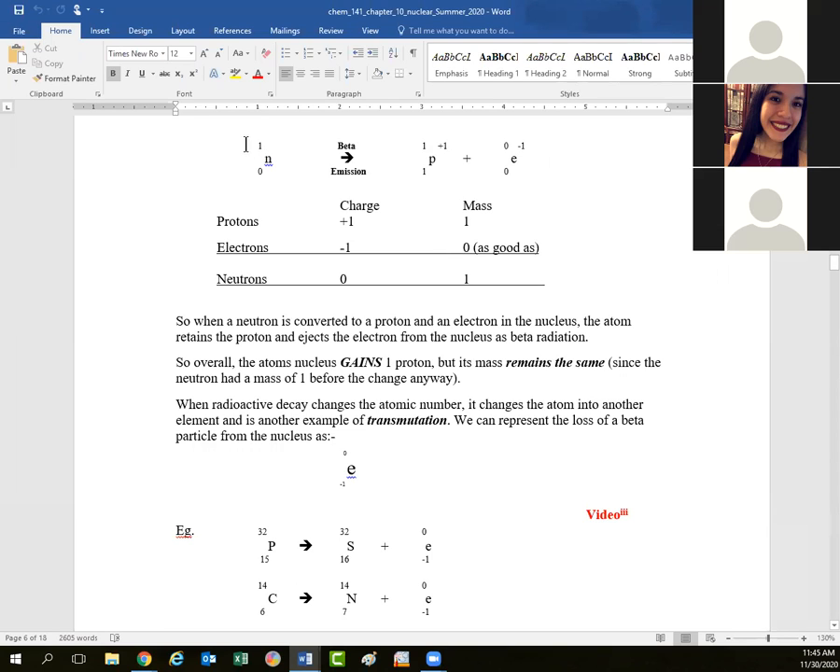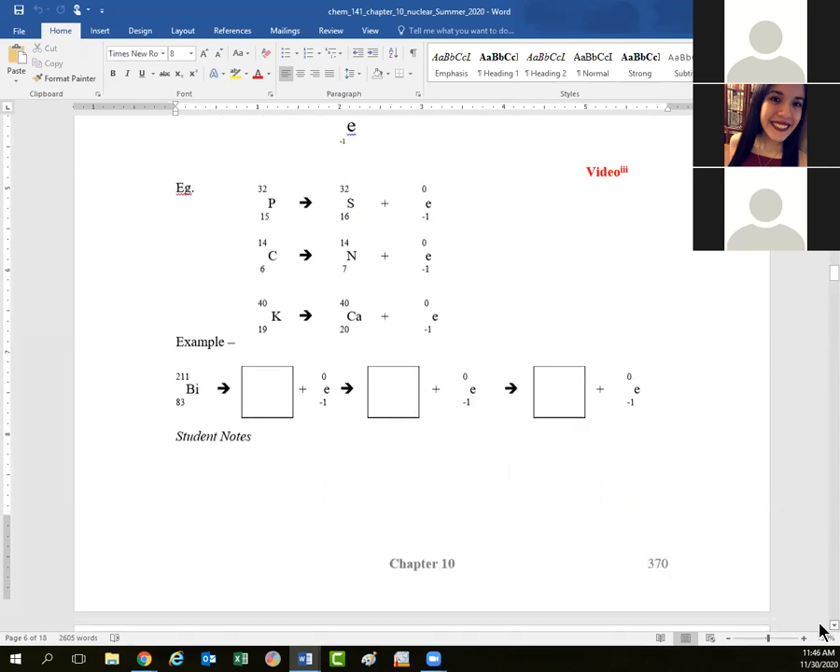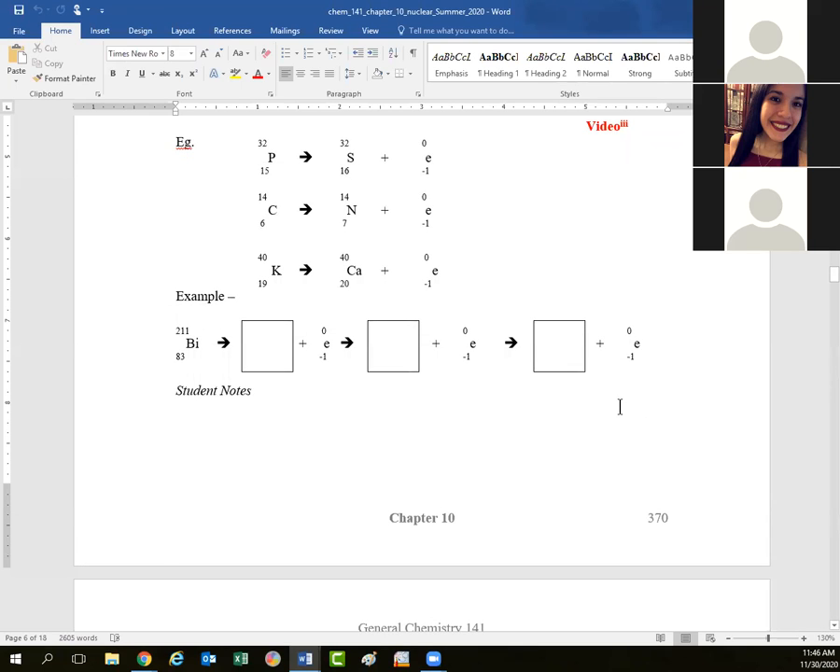So although we lose a neutron, and that would drop the mass by 1, we do gain a proton, so that keeps the mass constant. There's no change in mass with beta radiation. But we have caused a change in the atomic number because we've got one more proton than we started with. So for beta radiation, the upshot of this is that the atomic number increases by 1. So we're again seeing a change in the identity of the element.